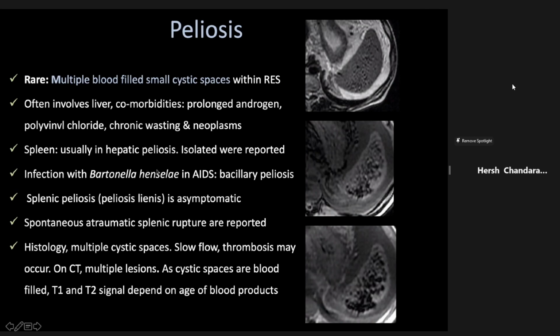We all know about it. It can be due to infection with Bartonella in a patient with AIDS, leading to bacillary peliosis, and again they are dilated blood-filled small cystic spaces. It often involves the liver, but can also involve the spleen, and there can be some comorbidities like prolonged androgen intake, chronic wasting, and neoplasms.